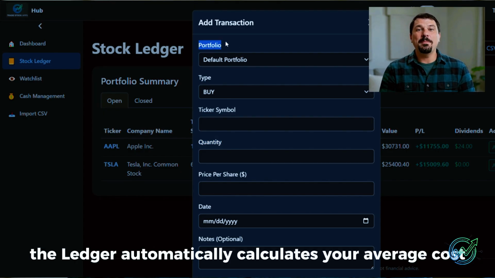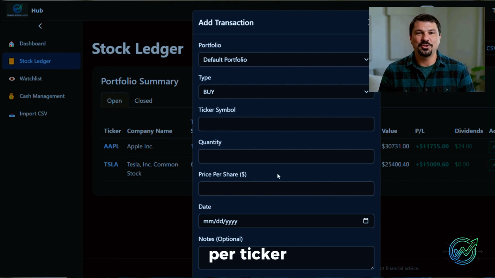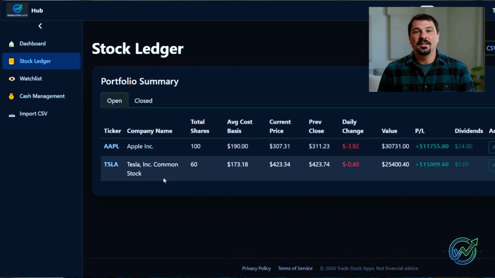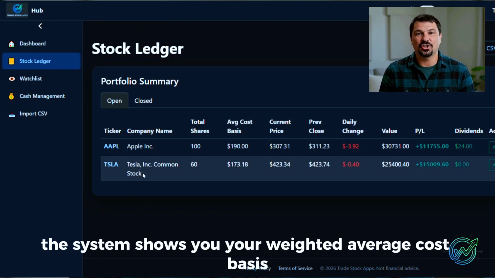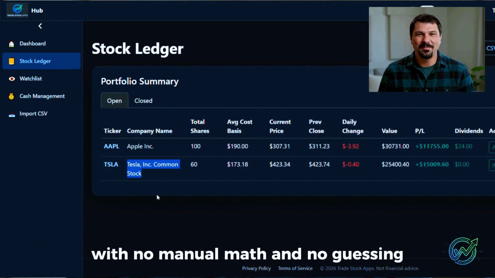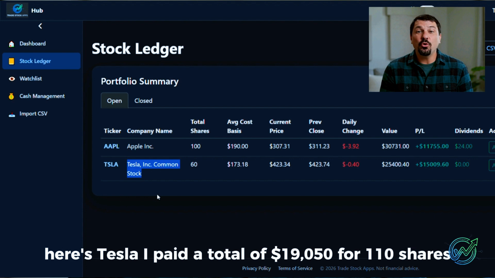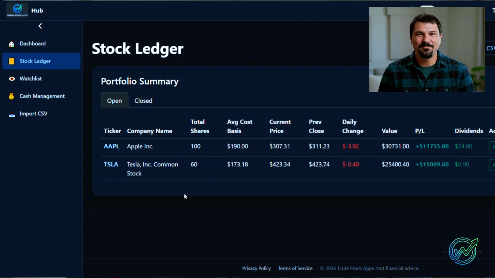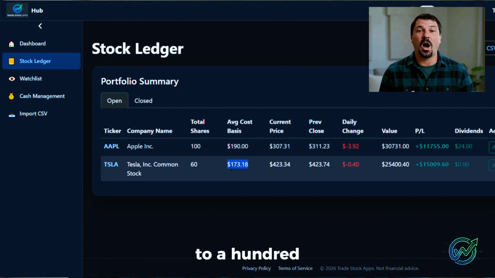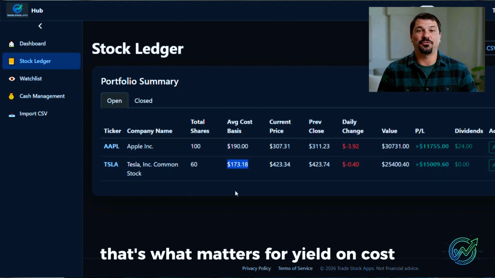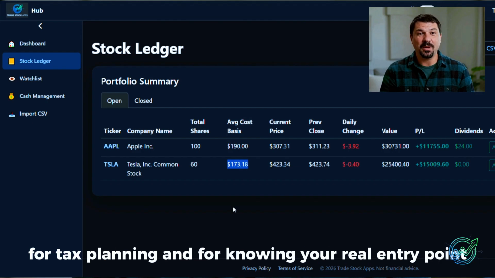The ledger automatically calculates your average cost per ticker. Say you bought Tesla a few times at different prices. The system shows you your weighted average cost basis, with no manual math and no guessing. Here's Tesla. I paid a total of $19,050 for 110 shares. So my average cost works out to $173.18 a share. That's what matters for yield on cost, for tax planning, and for knowing your real entry point.